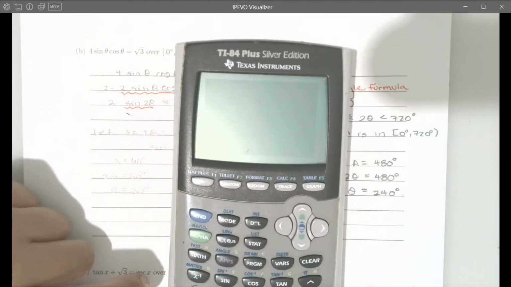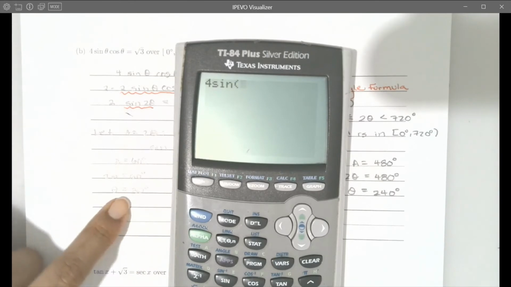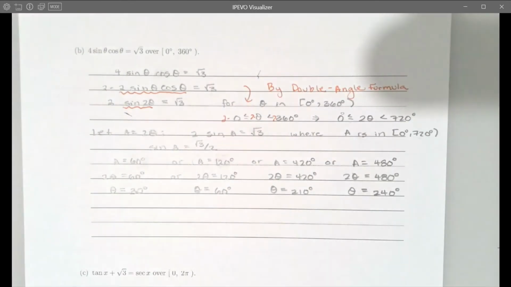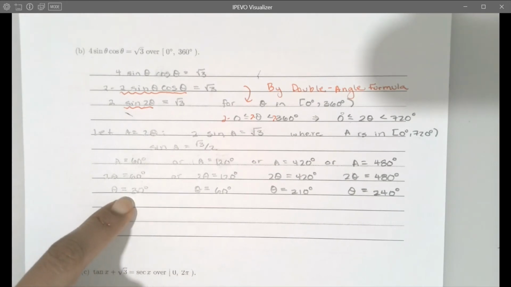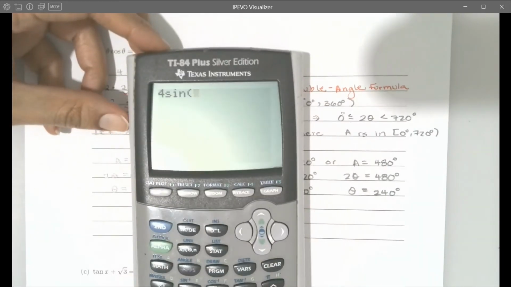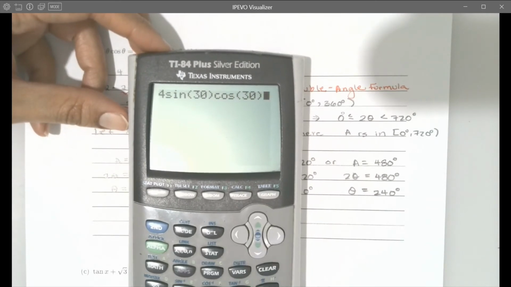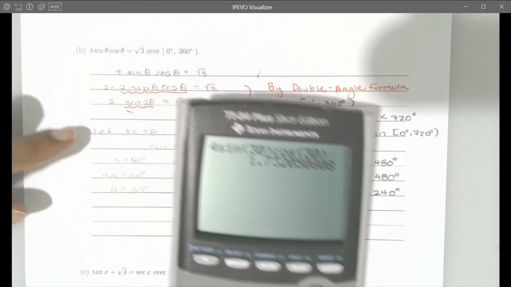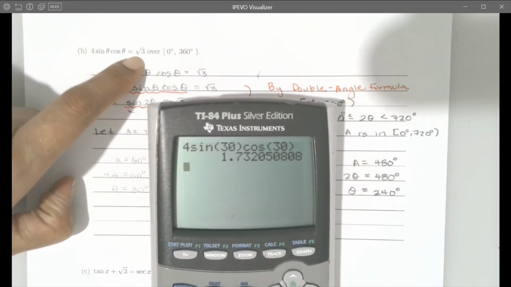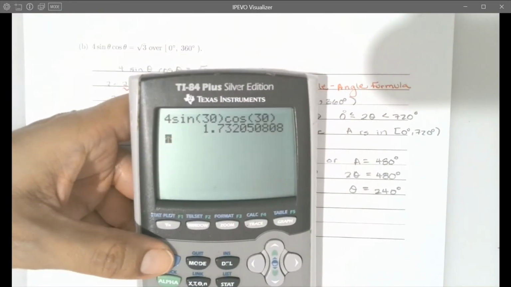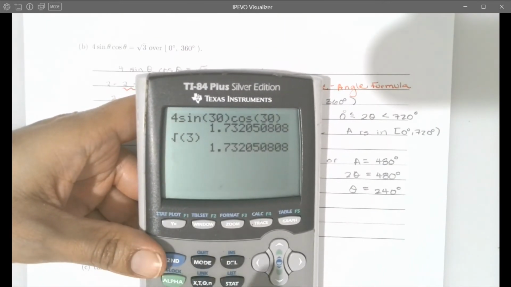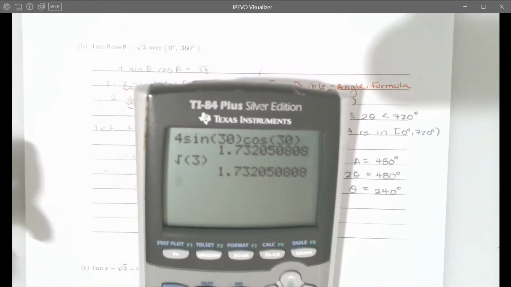And we're going to type 4 times sine of 30 degrees is the first angle that I'm going to be testing. So sine of 30 times cosine of 30. And that is going to give us a 1.73 with some other decimal numbers. Next, I'm going to check what is the square root of 3 to see if the two answers match up. And we see exactly the same thing, so that's a good sign.